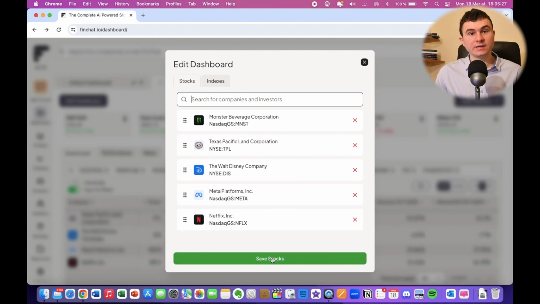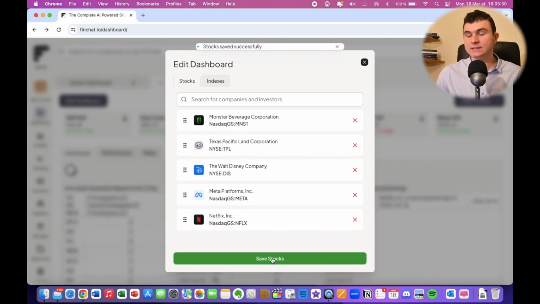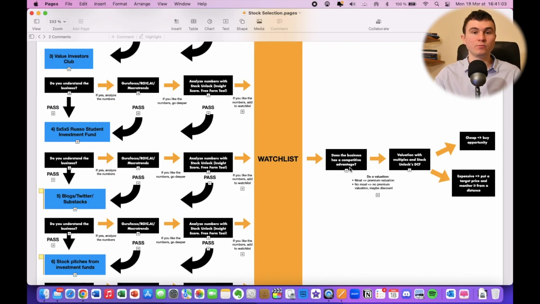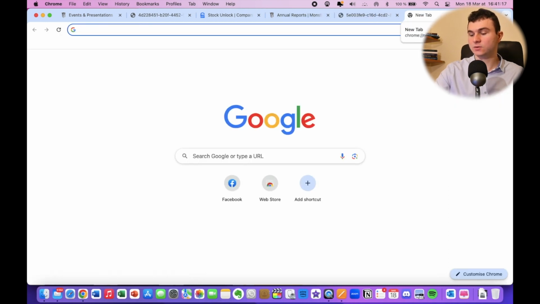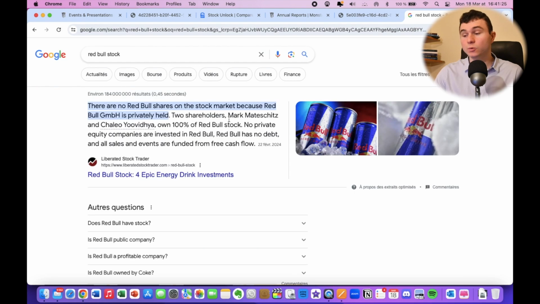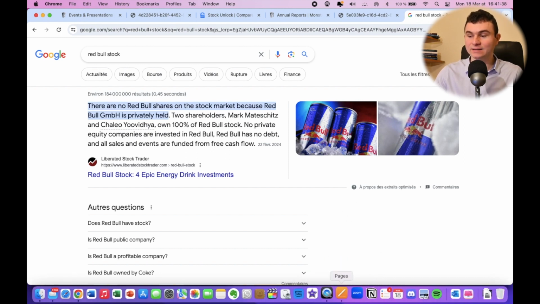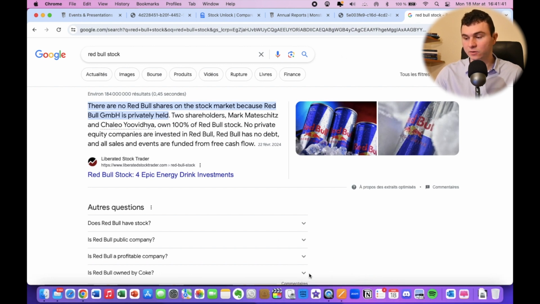And the next step is to see if the company has a competitive advantage. Let's see the moat. Let's see if Monster is different than Red Bull or Coca-Cola or other beverage companies. I think that Red Bull is not a listed business, so it's not a public company. So you won't get any financial statements for Red Bull compared to Monster Beverage. So it's quite private and it will be hard to compare margins between the two businesses.